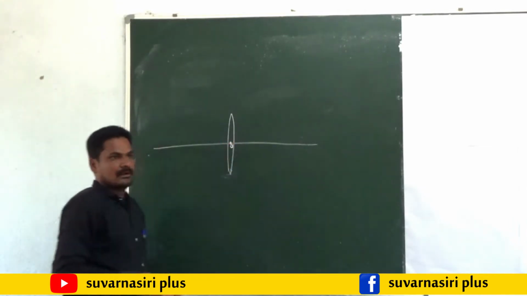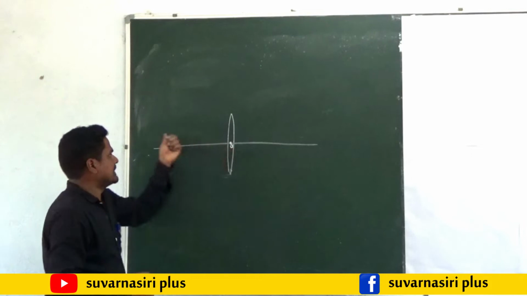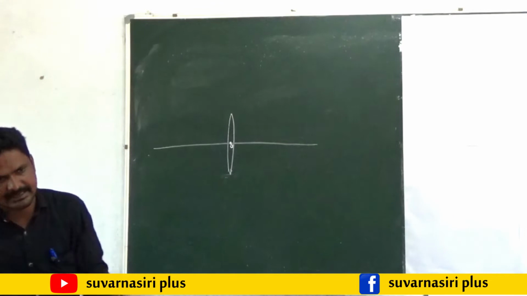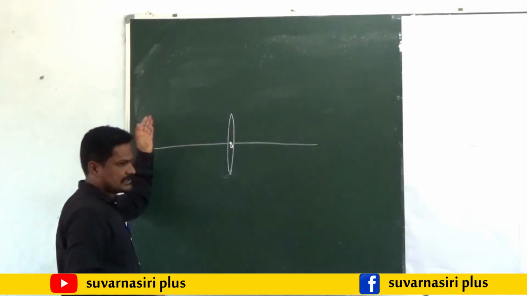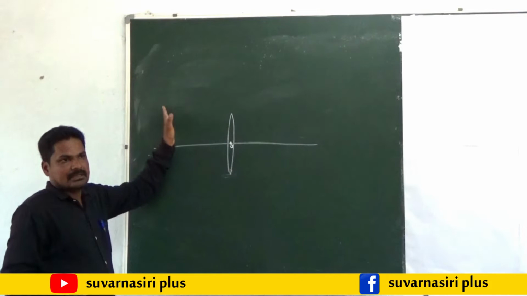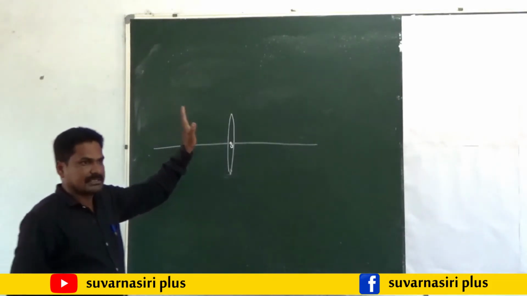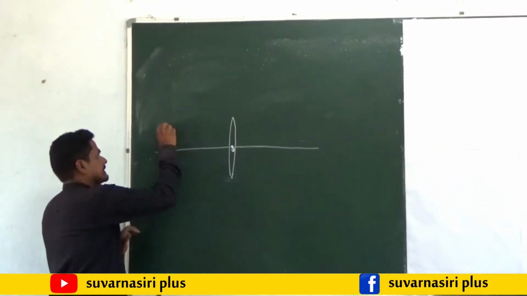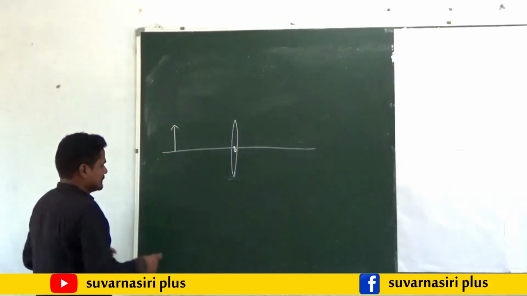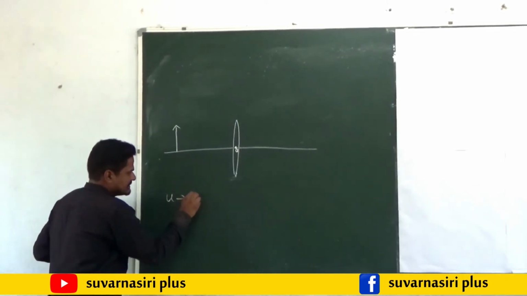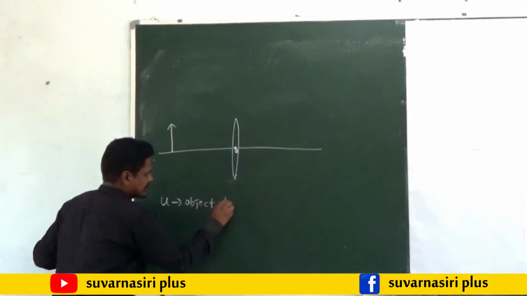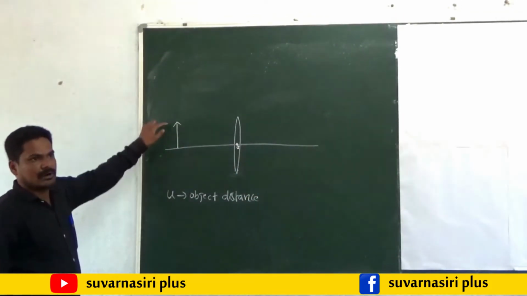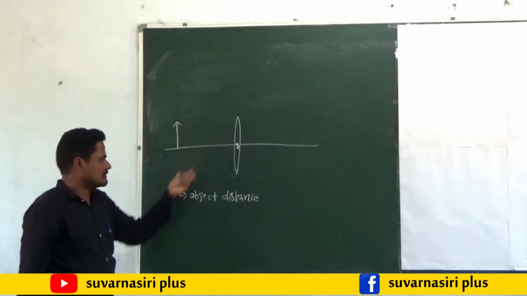If we take an object, all distances are measured from the optic center only. Object is always placed on the left side of the mirror or lens. So always we have to place an object on the left part only. That's why we take object distance as negative. If we keep an object here, this is the left side of the lens. So here object distance u is the distance from the optic center to the object.